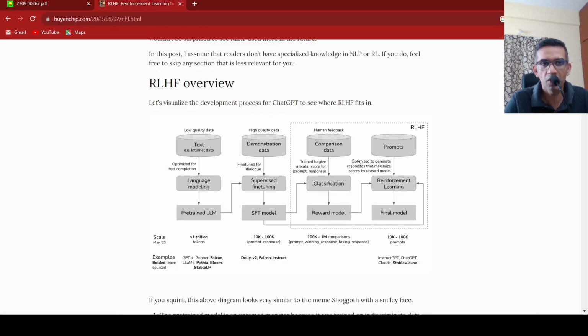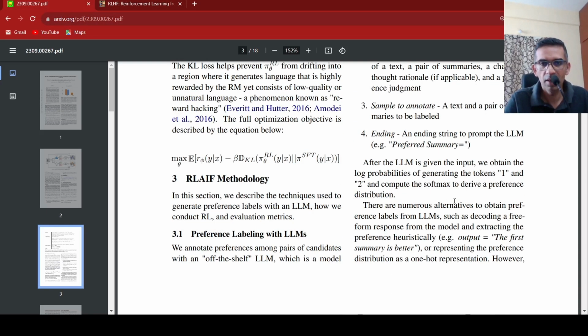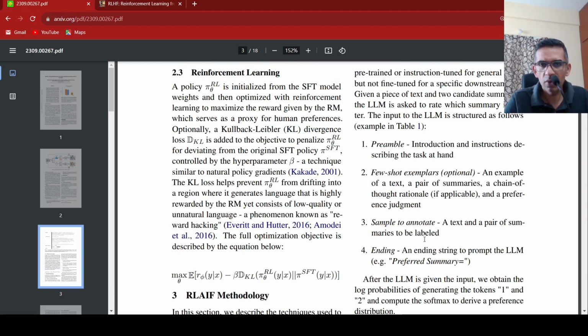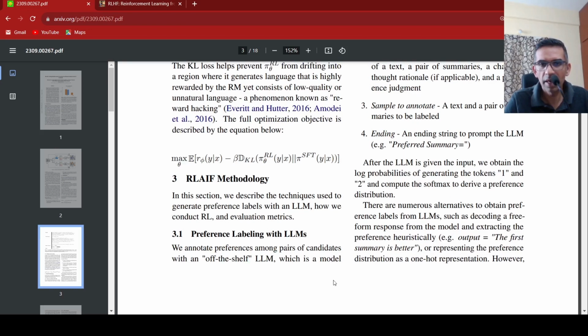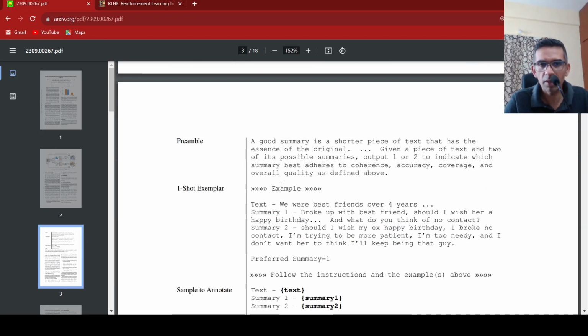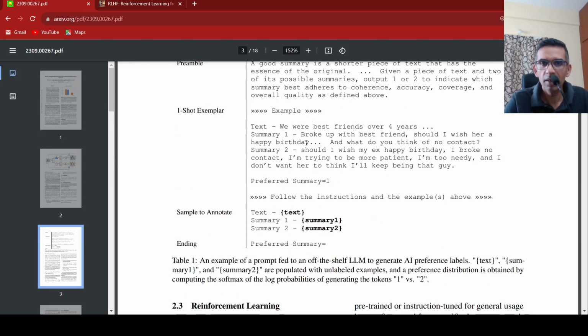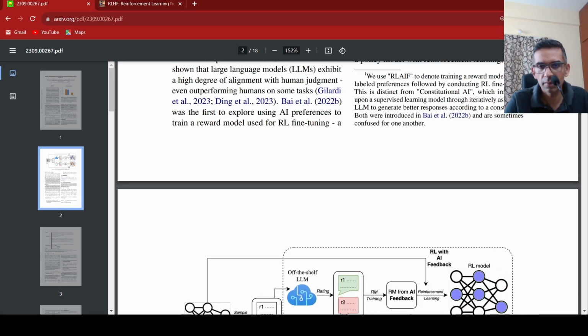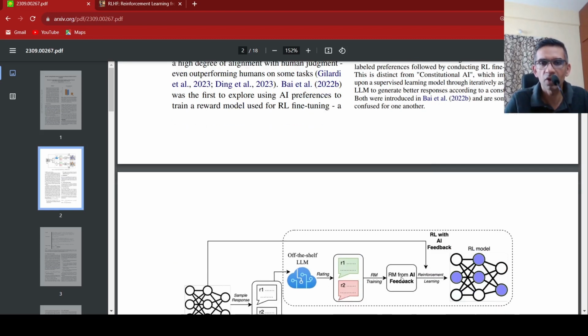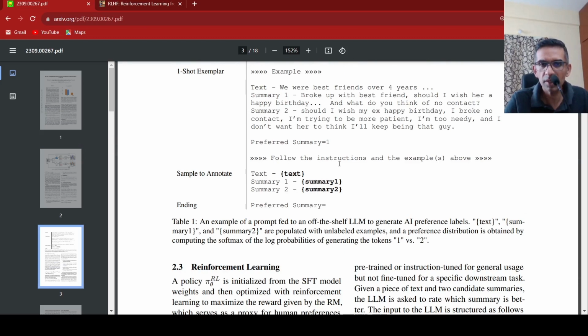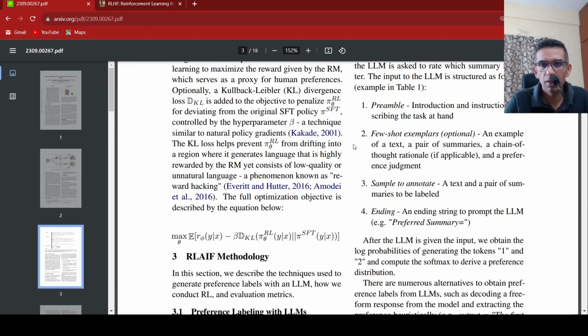I would suggest this particular article from Chip Huyen. You can read it over here and understand more about it. That is what they are explaining. What they are doing is using this LLM with this particular kind of prompt, where you have a preamble, a good summary is this, an example of a summary, and then you give your original input text and the summaries. Then you ask it to give a preferred summary like this. That is what is used over here. The prompt for the LLM on the input text is what is shown over here, to generate these AI preferences.